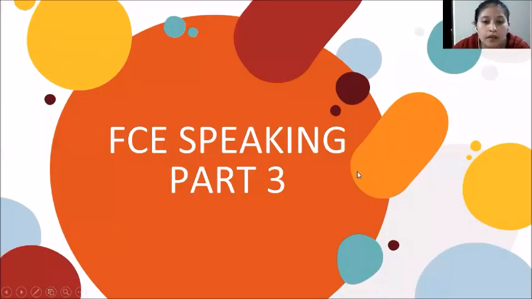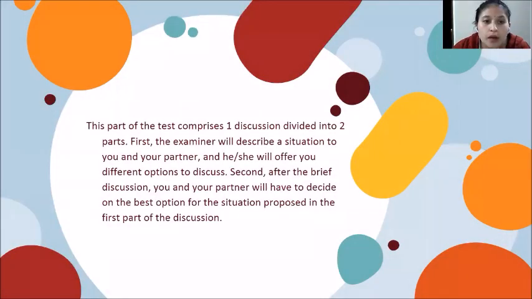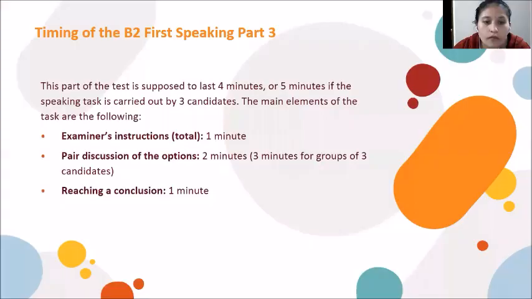FCE Speaking Part 3. This part of the test comprises one discussion divided into 2 parts. First, the examiner will describe a situation to you and your partner, and he or she will offer you different options to discuss. Second, after the brief discussion, you and your partner will have to decide on the best option for the situation proposed in the first part of the discussion.